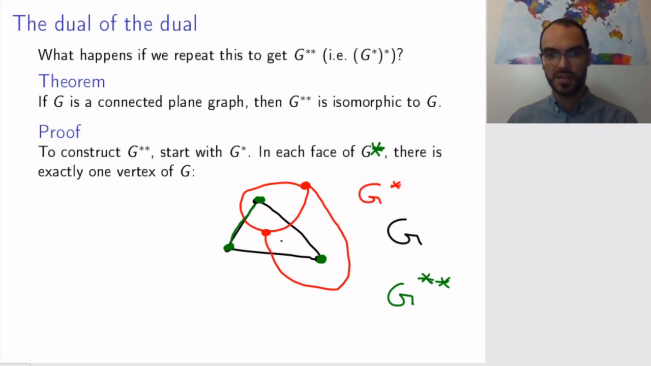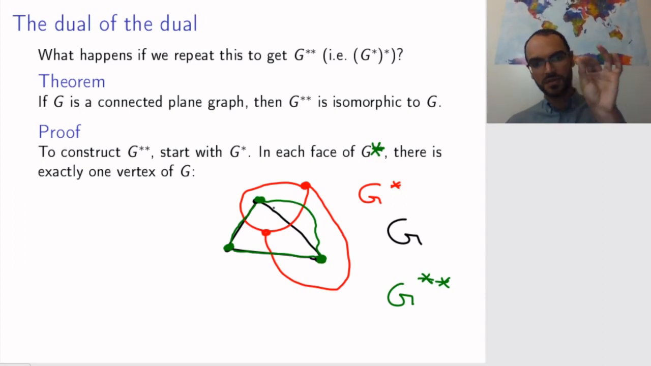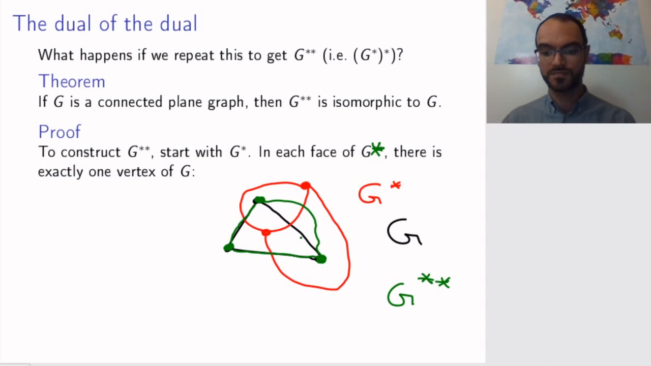So I can take this edge, and then this, let's maybe not take exactly the edge, let's shift it a bit. But still, apart from moving vertices around or drawing edges a bit curved, it's exactly the same graph. G star star is isomorphic to G.